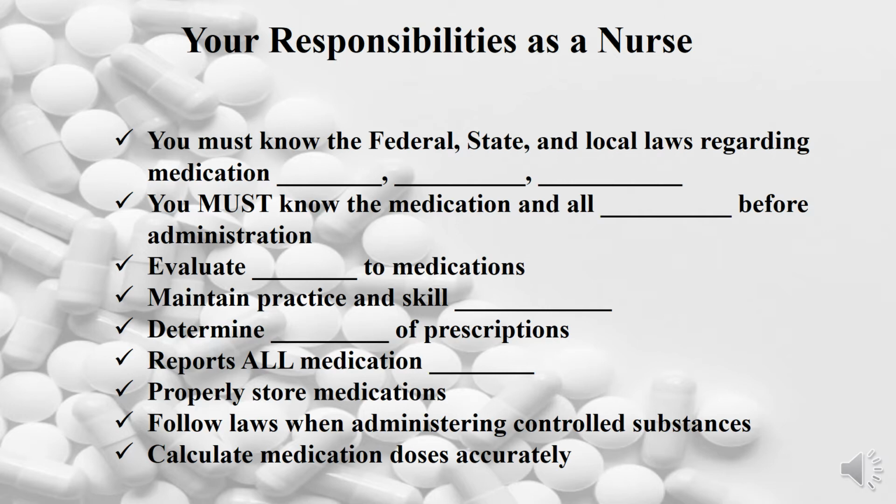You must maintain practice and skill competencies when it comes to medication administration. You should determine the accuracy of all prescriptions. You are responsible for reporting all medication errors. You must ensure that the medications are properly stored. You should follow laws, both federal, state, and your facility's policies when administering controlled substances. And you have to be able to calculate medication doses accurately.